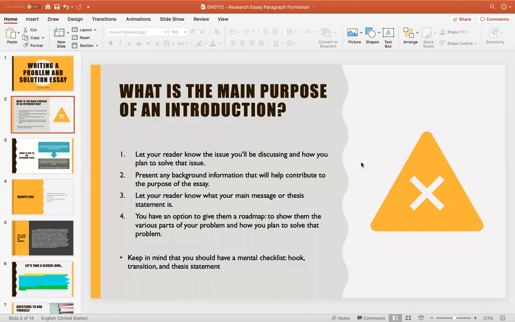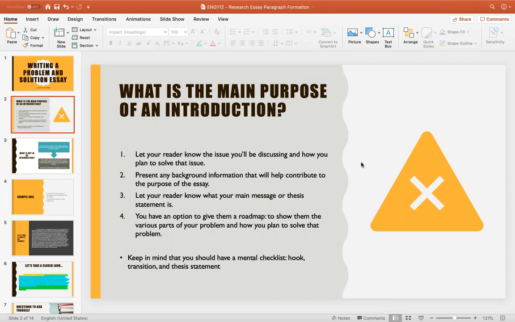So, what is the main purpose of an introduction? Well, the main purpose of your introduction is going to be to let your reader know the issue that you'll be discussing and how you plan to solve that issue. To present any background information that will contribute to the purpose of this essay, this can look like history on the issue or statistics with the issue or just anything that will help your reader have a general idea of why this problem originated in the first place.